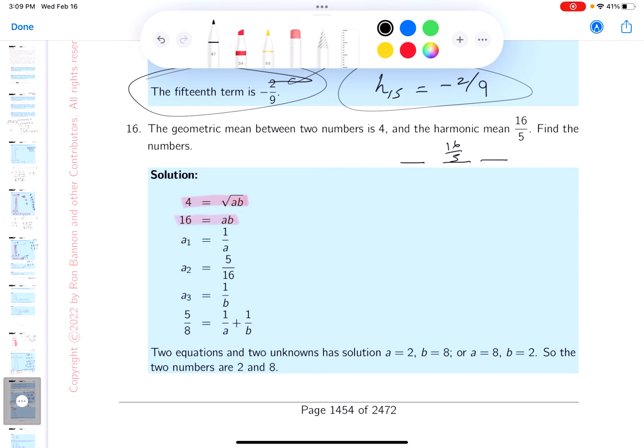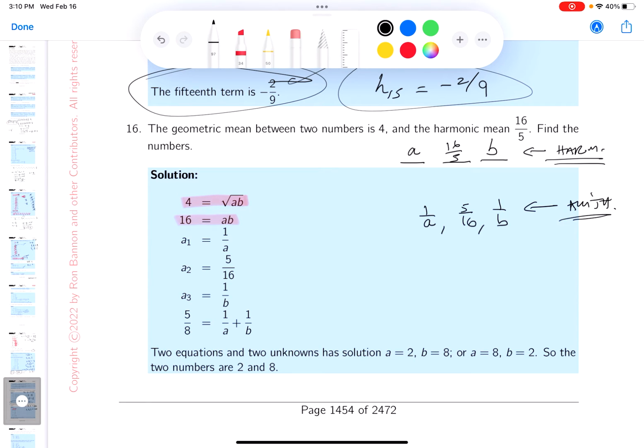So I'm going to write down the arithmetic one. And I'm going to put down A and B now. And I want to go to the arithmetic one. All right, so this is the harmonic. And I need to go back to the arithmetic one. And what do I know now? I know that the arithmetic one would be 1 over A. The next term would be 5/16. And the next term would be 1 over B. And this is the arithmetic.